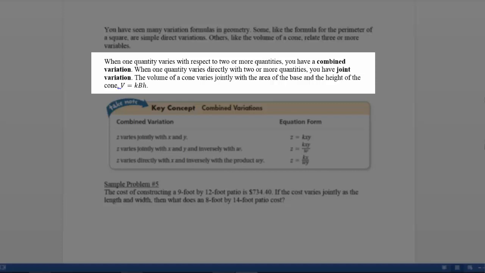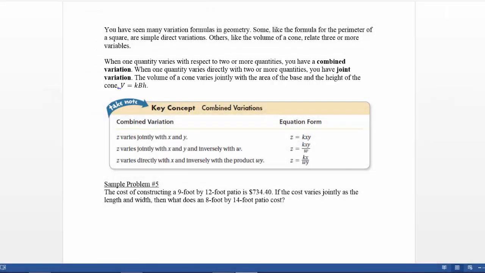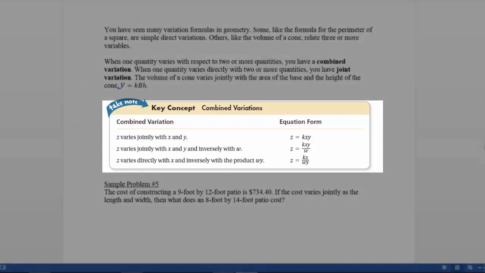And you tend to see this a lot in geometry when we start to have multiple variables in a problem, such as in our volume problems. If you see joint variation, we're referring to a type of direct variation, and of course if we say inverse, then we're looking to create something with a fractional form or denominator. So you definitely want to review the key concept summary box very carefully.